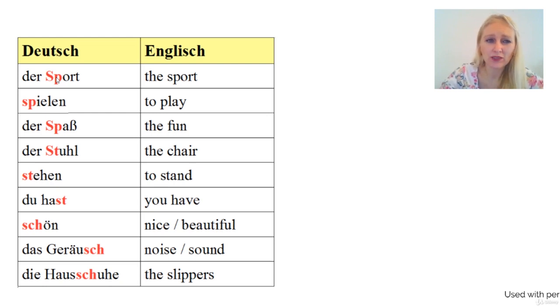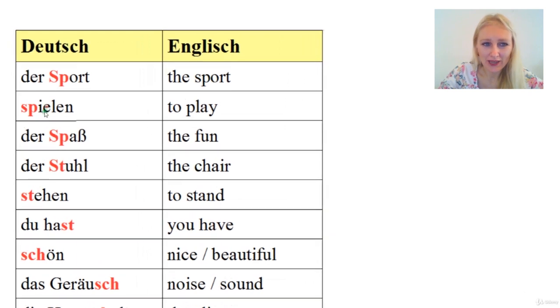Okay, der Sport. As you see here, it's a masculine word. This is a masculine article. So don't worry, we will focus on that later on in this course. But just for you to get used to those genders in the German language, in the German grammar. So der Sport, it's masculine, okay, der Sport. Spielen, which means to play, spielen, okay, so no matter whether it's a noun, a verb, or whatever kind of word it is, you always pronounce it as "shp" if it's at the beginning of the word. Der Spaß is the fun, der Spaß.